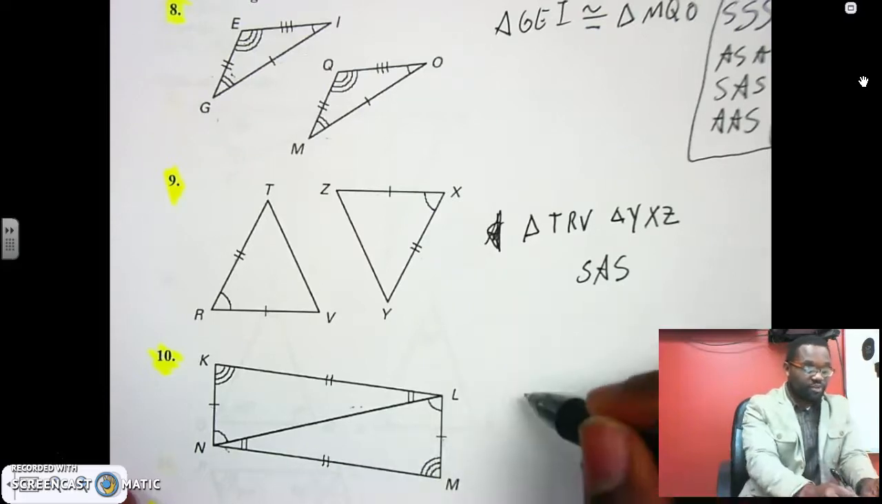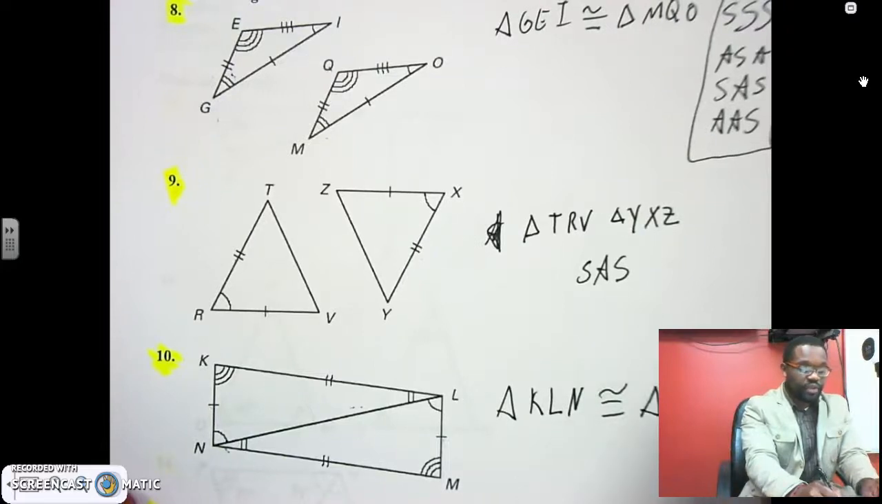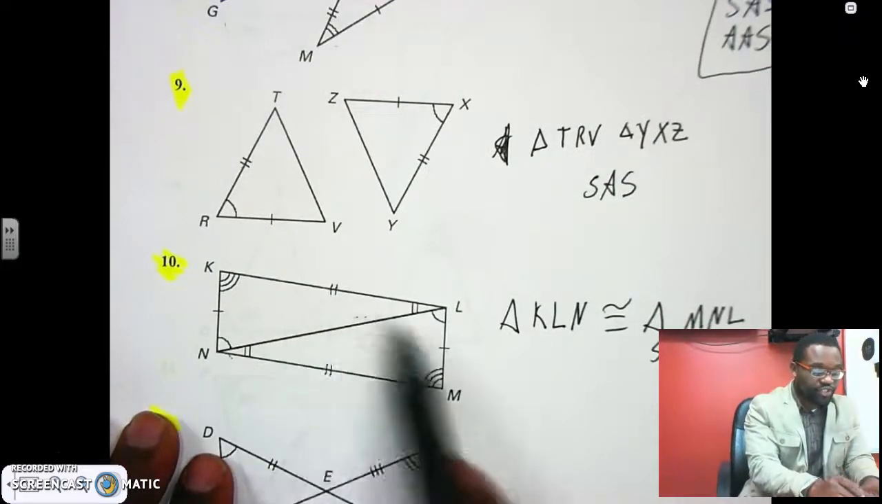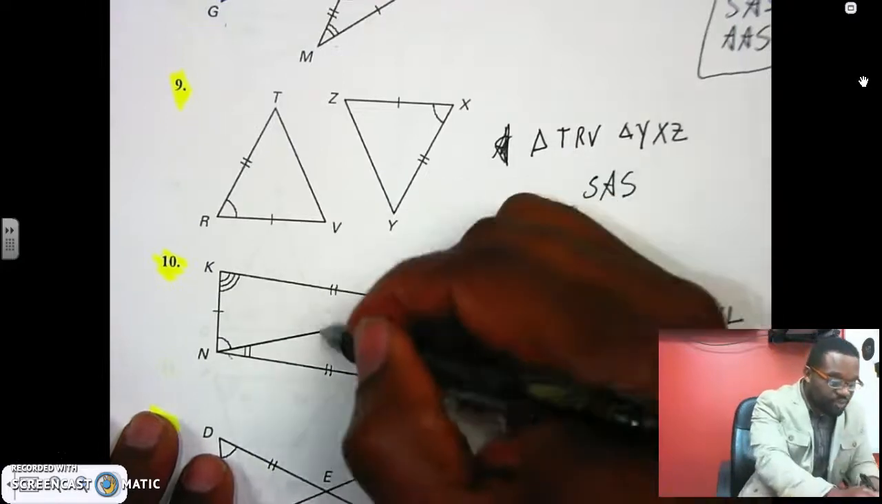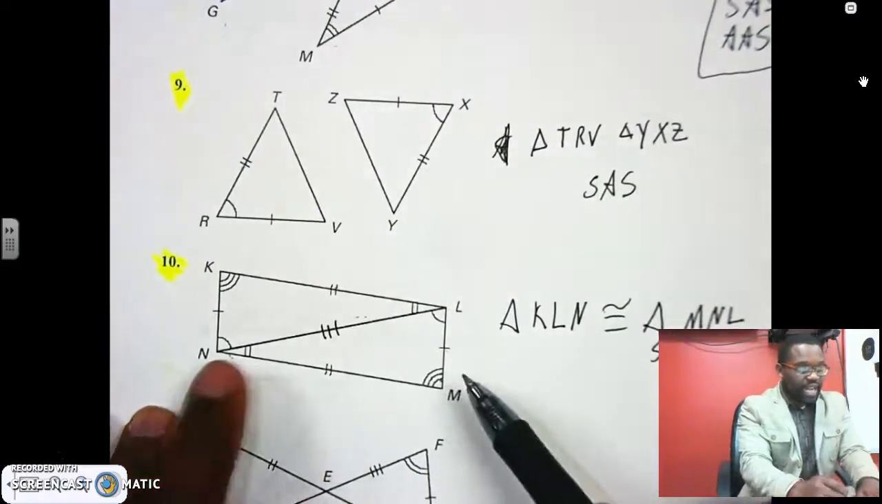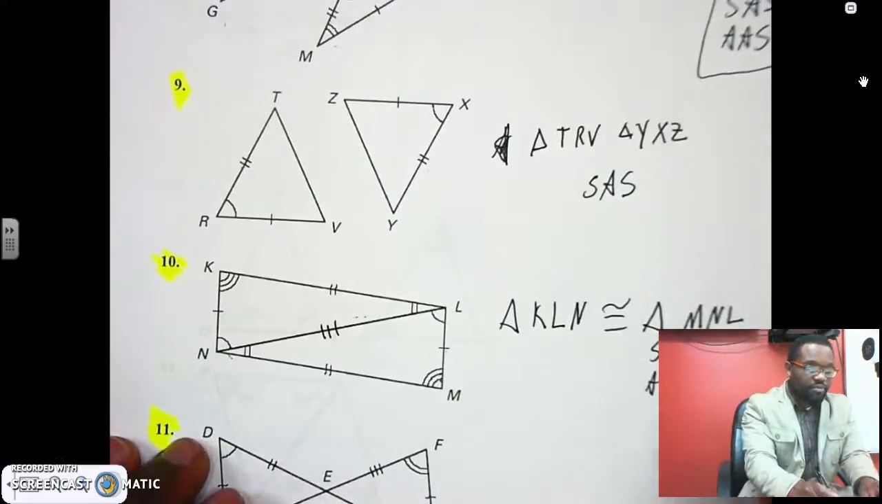So I could say, if I wanted to, triangle KLN is congruent to triangle MNL, and I can say by side, side, side, because all 3 sides match. Okay, they share a side, so I can actually put the 3 marks right there for both of them. I can also say angle, side, angle. Well, angle, side, angle here on the bottom. Angle, side, angle. There's several of them on these.